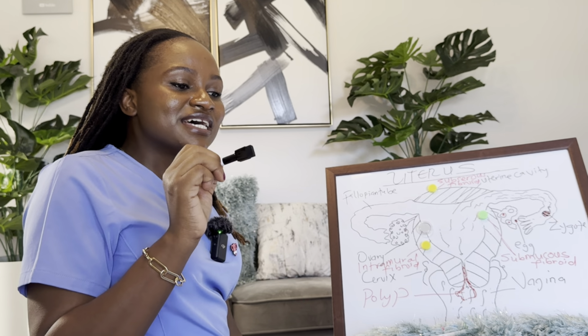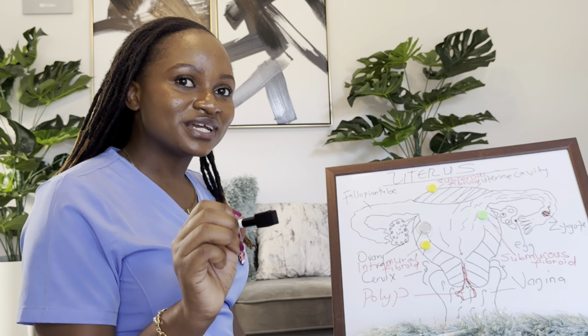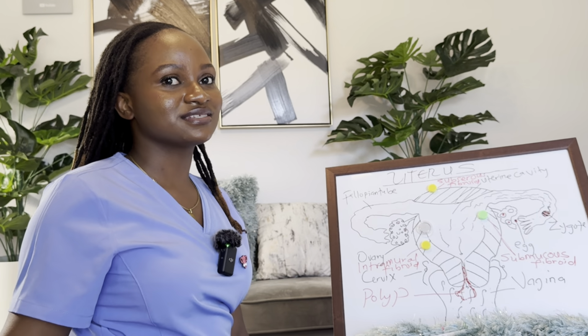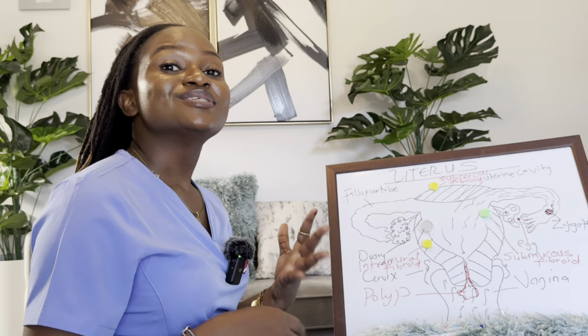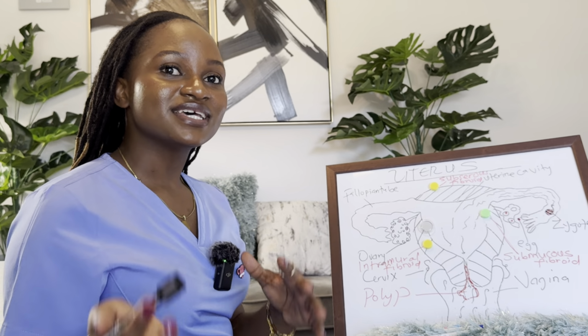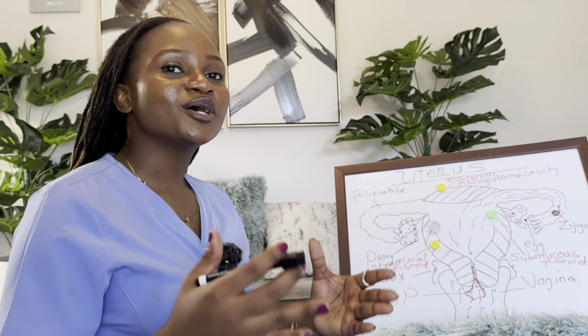PCOS does not mean that you cannot get pregnant. It just means that your chances of getting pregnant are reduced compared to someone without PCOS. So PCOS can be managed. Some of the medications we use for PCOS are to help you ovulate or to help you reduce symptoms. So if you're trying to conceive, then we give you medications to help you ovulate.